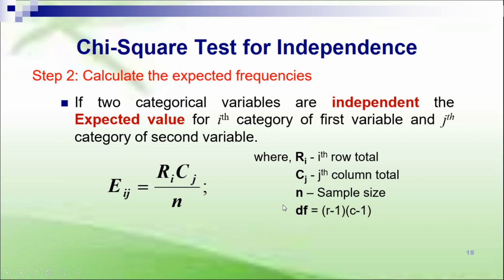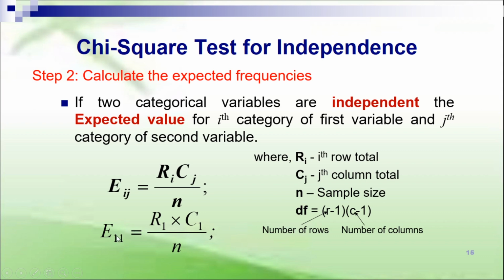Now see how you calculate the degrees of freedom. R represents the number of rows, C represents the number of columns. Number of rows means the categories of one variable. Number of columns means the categories of the second variable. In our example, both variables contain two categories, therefore R equals C equals 2. Therefore, the degrees of freedom for that example is 2 minus 1 times 2 minus 1. 2 minus 1 equals 1, 1 times 1. The degrees of freedom for that example equals 1.